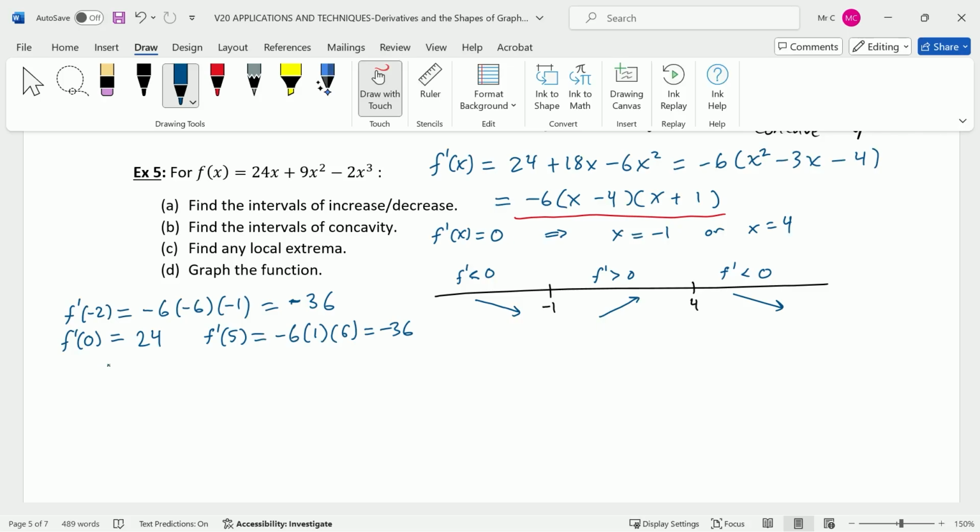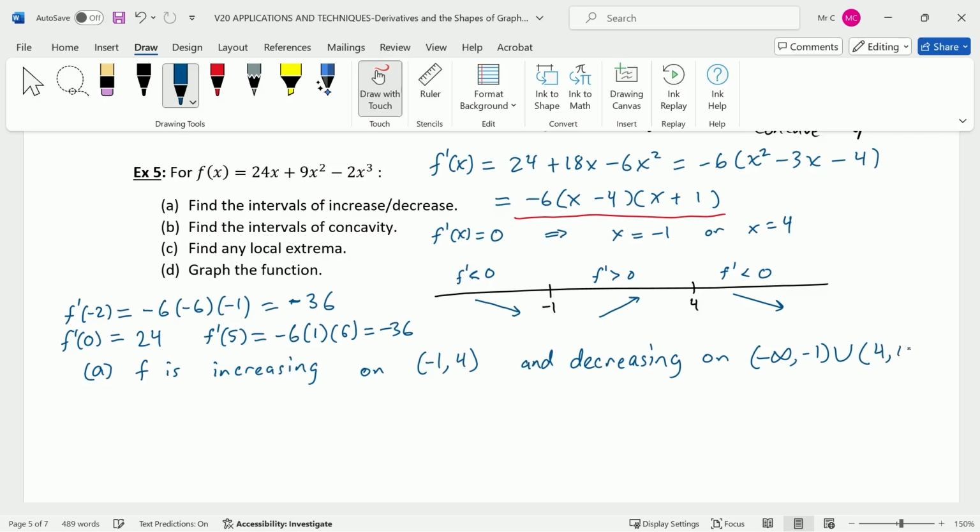Okay, so to properly answer the question in part A, f is increasing on the interval from -1 to 4, and decreasing on the interval from -infinity to -1, unioned with the interval from 4 to infinity.